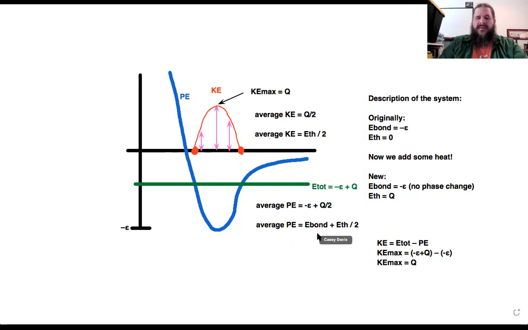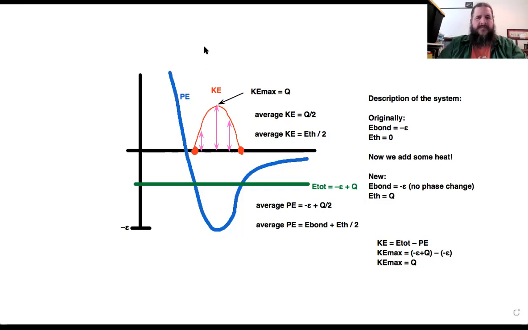You can split this up into thermal energy and bond energy as the total energy of the system. Or you could think of the total energy as split into kinetic energy and potential energy of the individual molecules. But it's really the same thing. The potential energy and kinetic energy of the molecules are the thermal energy and bond energy of the whole system. It's just two different ways of splitting up total energy. Any questions on that so far?